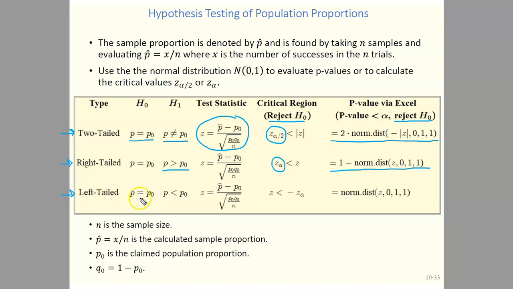And then you have a left-tailed test, where the null is that your true population proportion is equal to p naught. Your alternate would be that the true population proportion is actually less than p naught, and this would be your command that you would type into Excel to calculate your p-value. And you could also determine a critical region. You would calculate that z alpha, and then if your test statistic satisfies this inequality right here, then you would reject h naught. Now let's take a look at an example.